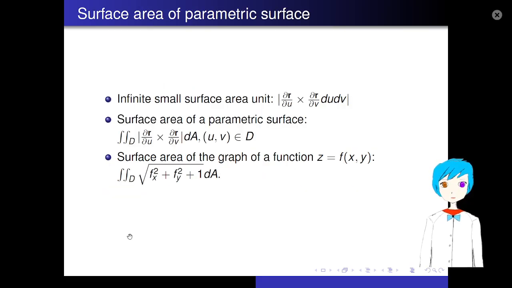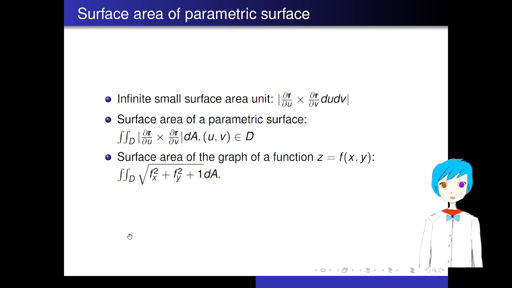Next, we introduce the surface area of parametric surface. Suppose we perturb u and v a little bit, then the infinitesimal surface area unit is the norm of the cross product of ∂r/∂u and ∂r/∂v times du dv. In this sense, we define the surface area of a parametric surface as the integration over the domain of u and v of the norm of the cross product ∂r/∂u × ∂r/∂v.